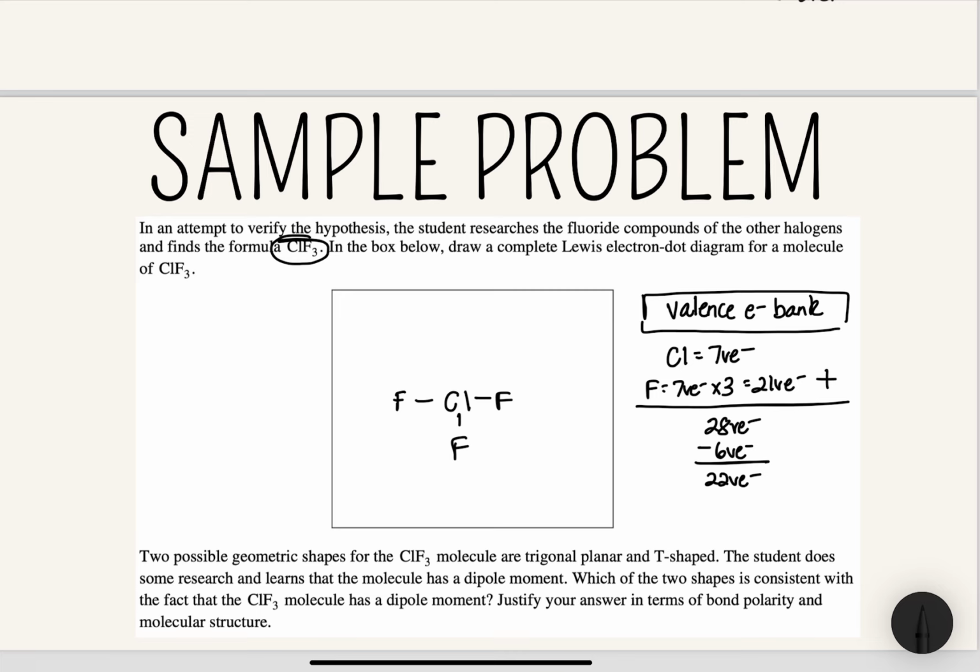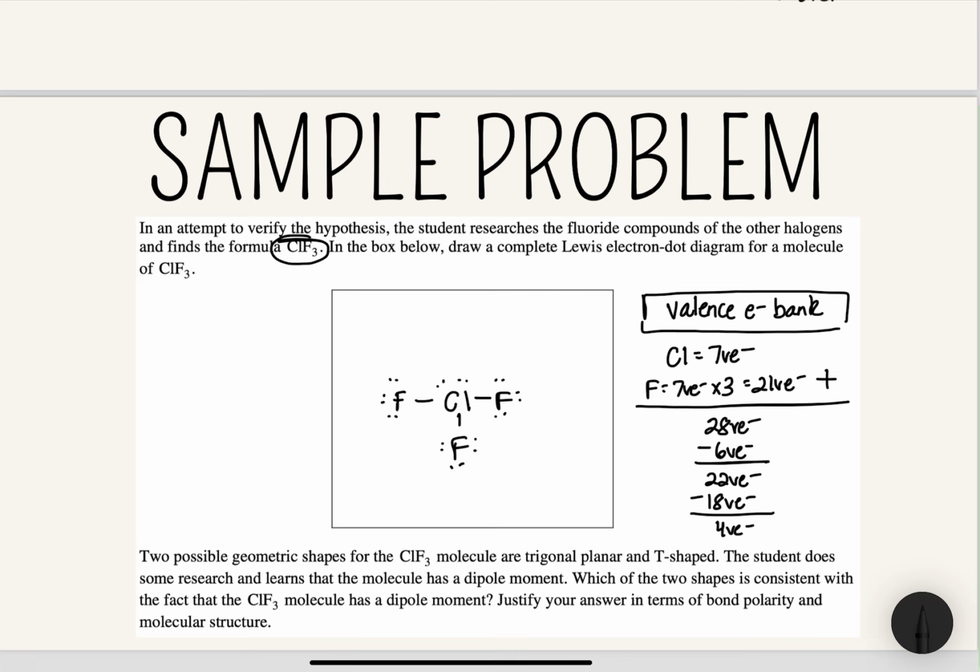Now that I have 22 valence electrons, I'm going to put them as lone pairs around my fluorines first, because that's what I have more of. So we're going to go 2, 4, 6. So 6 valence dots around each fluorine, because that will give it an octet, right? That stable 8 electrons. If you count this up, I've used 6 electrons times 3 fluorines, so I've emptied 18 valence electrons from the bank. And if you do the math, I'm left with 4 valence electrons. So where do those 4 valence electrons go? They're going to have to go on the chlorine. There's nowhere else to put them. And that is how I do my Lewis dot diagram.